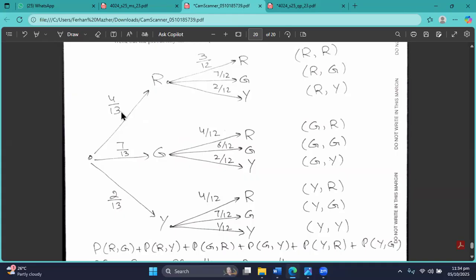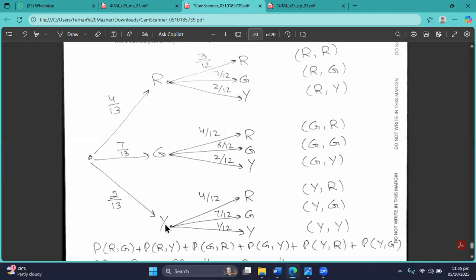So red will be 4 by 13, 7 by 13 for green, for yellow, 2 by 13. If a red is already out, the total will reduce and the red will also reduce by one, okay? So it will be 3 by 12, 7 by 12, 2 by 12. If first of all a green is out, then the red will remain the same, so 4 by 12, but the total has changed. The green will decrease by 1, 6 by 12, okay? The yellow will still be the same, 2 by 12, okay?